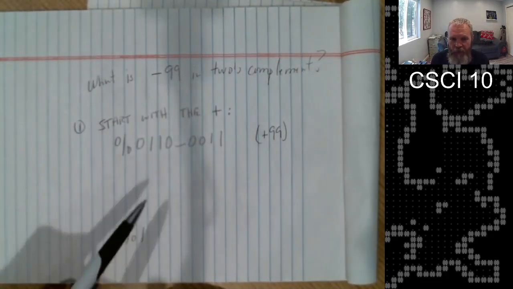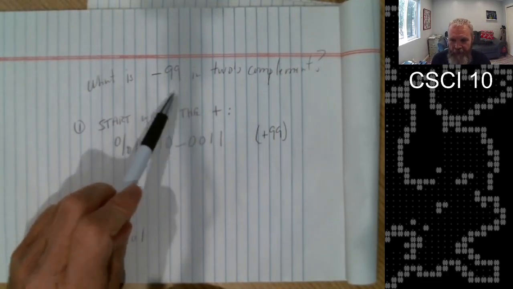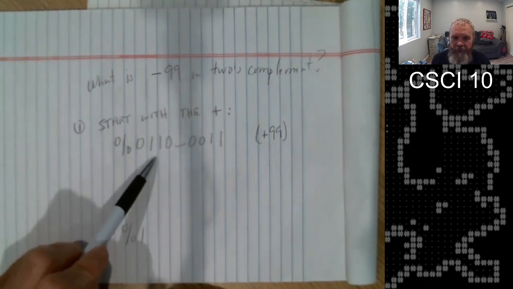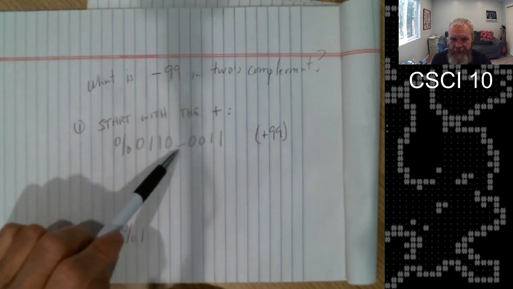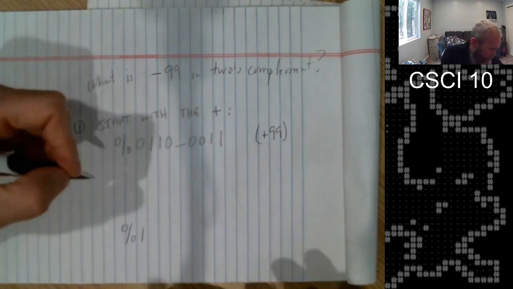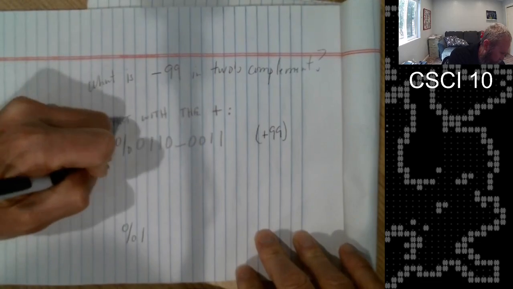How do I get to the binary 2's complement of -99 from here? So start with the positive, because that's easy to do. Not it, good one. Not it.